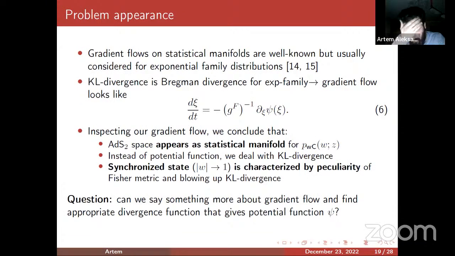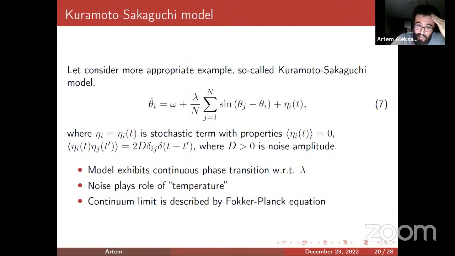So for the simple Kuramoto model, we conclude that hyperbolic space appears as a statistical manifold, and the statistical manifold is formed by wrapped Cauchy distributions. And the synchronized state corresponds to a singularity of the Fisher metric. But in some sense, this example is not so clear.